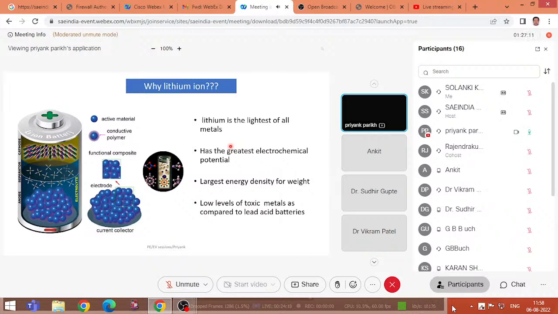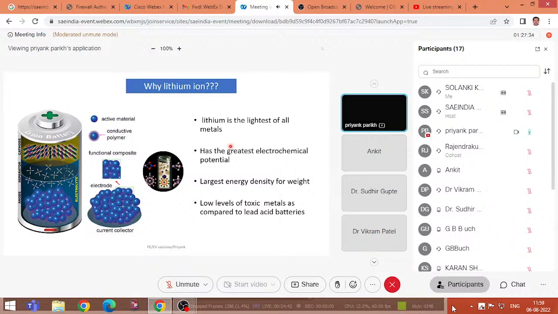So next is the largest energy density. Energy density is nothing but the amount of energy you can pack in a unit of substance, right? So if I have two lids, if I'm able to pack more energy in lid A than lid B, then I can say that lid A has more energy density. And this is what lithium has. This is the great property of lithium because of which we are utilizing it as a battery.